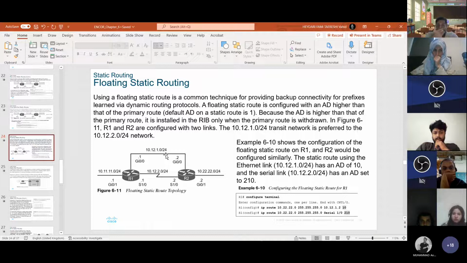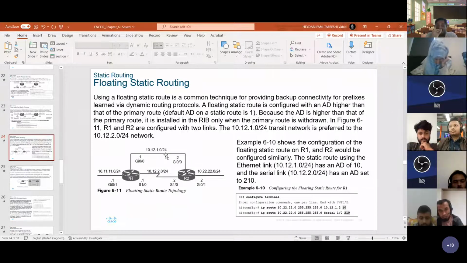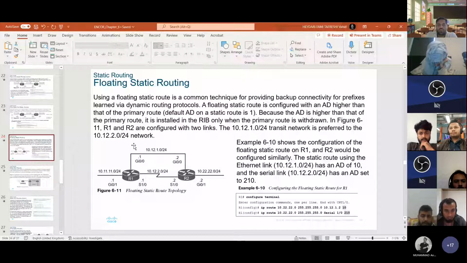Anyone? Gigabit. Serial is the lowest one, and gigabit or fast Ethernet are faster than serial. Now, the point is this. You have two paths or two ways to get to this destination.